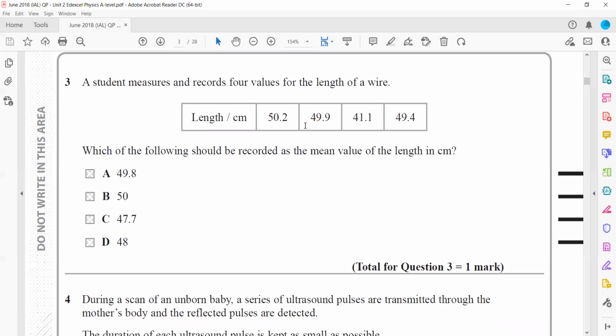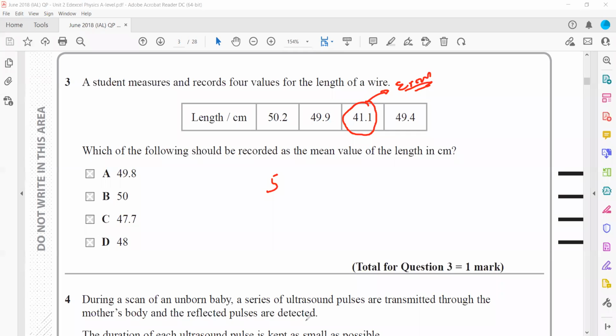A student measures and records 4 values of a length. Which of the following should be recorded as a mean? Remember, whenever you have a set or a group of values, an anomalous result, a wrong result, you have to ignore. Like 50.2, 49.9, 49.4 appear to be in the same range, but this 41.1 appears to be an error. So we have to neglect it.